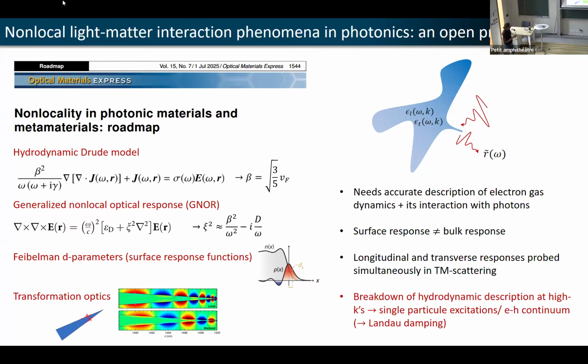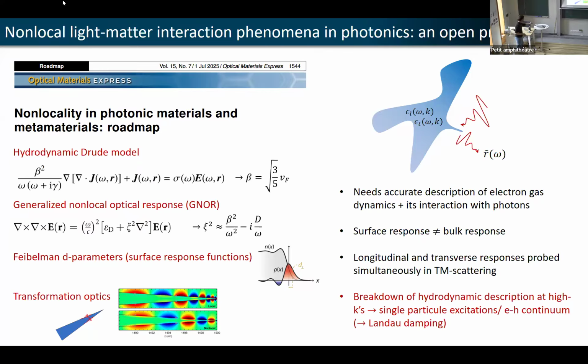To come back to your point, these are hydrodynamic models that take the leading correction in the momentum. That works to some extent, but you can imagine that if you really start to squeeze your electromagnetic field too much, you start to probe also higher momenta. And eventually you will reach a point where you cannot describe this in terms of collective dynamics, but you will have single particle excitation, the electron-hole continuum, and you will have a breakdown of this description. And this leads typically to Landau damping.